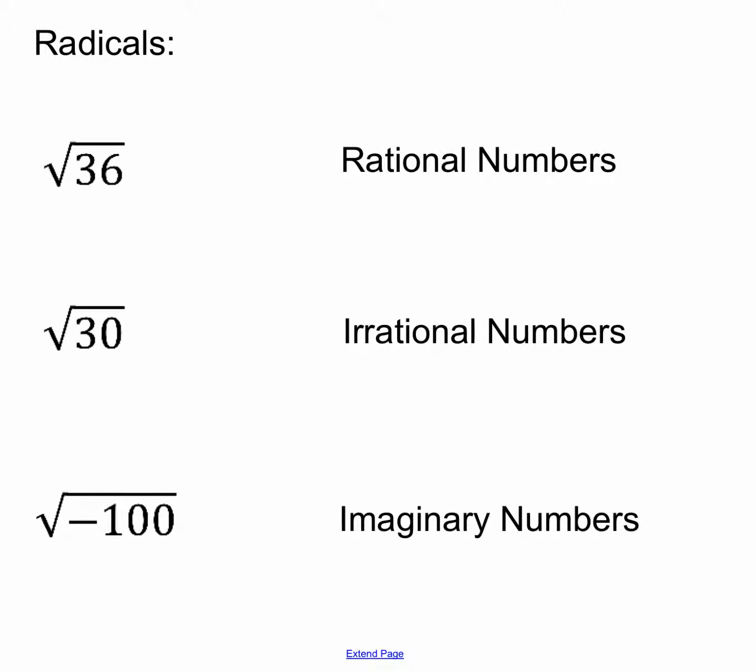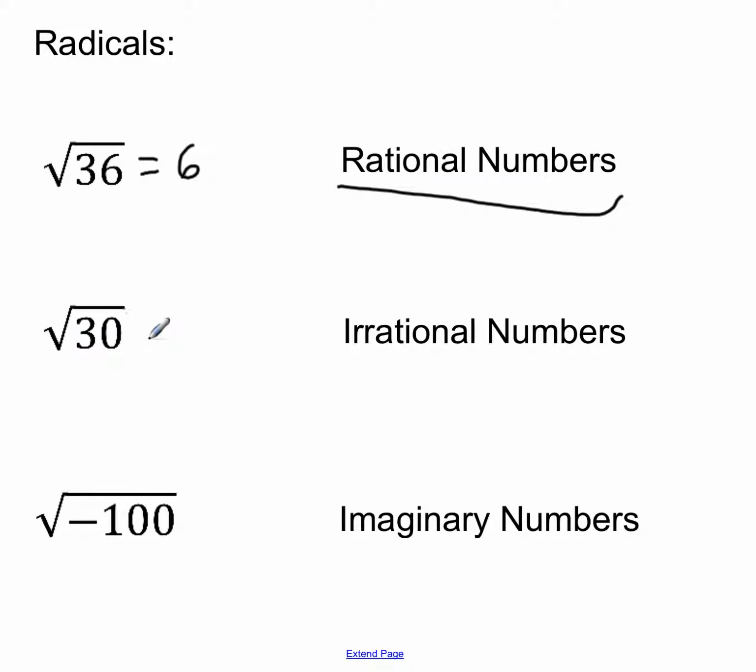Okay, radicals. This is when we start talking about radicals. There's kind of a different path here for a moment. The square root of 36, now I'm only talking about square roots here. Radicals are when you have a square root symbol. Square root of 36 is equal to 6. It is a natural number. It is also a rational number.